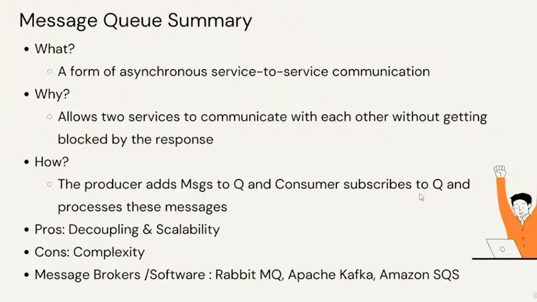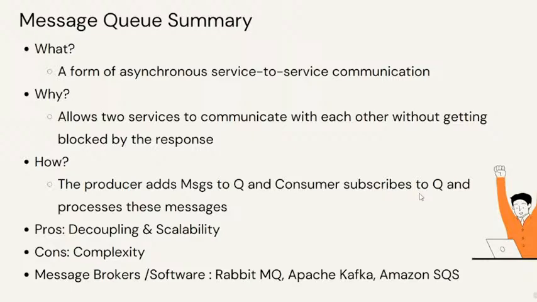How does a message queue work? A message queue works by adding messages to the queue and storing them until a consumer is able to actually process those messages. So it actually acts like a buffer. What are the advantages of using a message queue? One, it allows you to decouple different services in your architecture. Number two, it allows you to scale. What are the disadvantages? It adds a slight amount of complexity in your architecture.